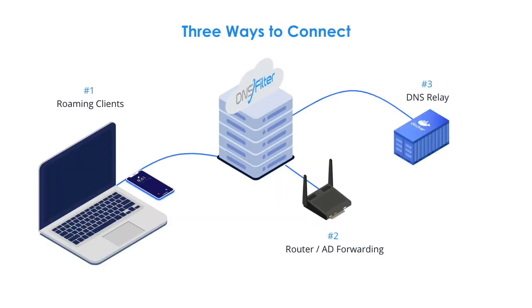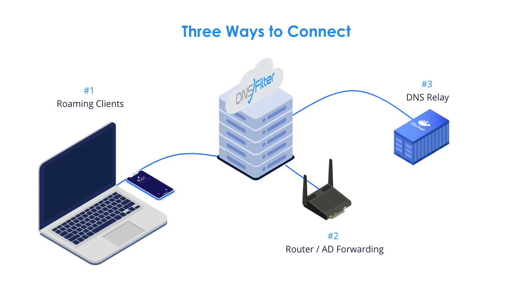There's three broad ways that you can connect to the DNSFilter platform. First is roaming clients. Second is router and Active Directory forwarding. This can be used for installing a bulk filter on your network. And third is the DNS relay. That's available as a Docker container or as a virtual machine image.